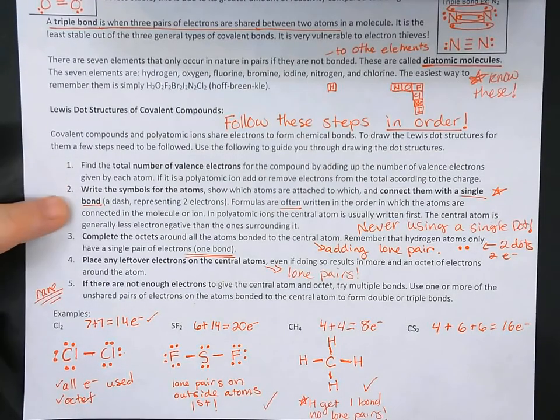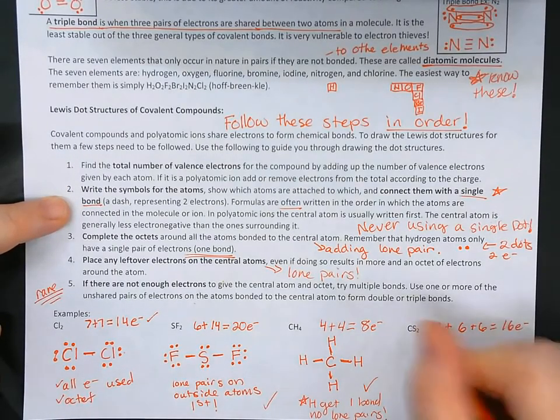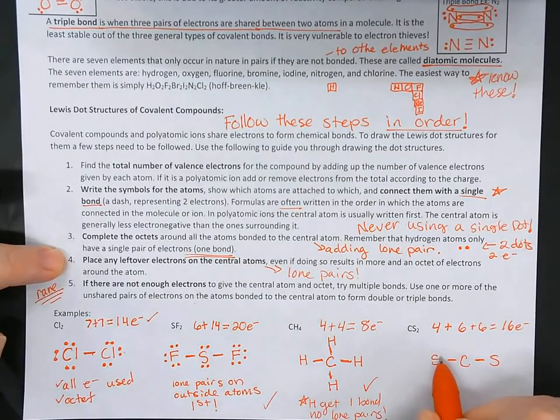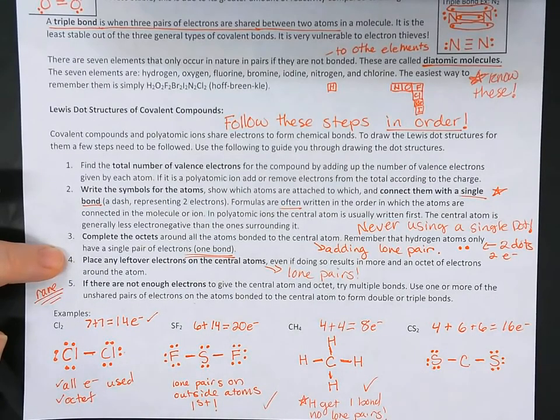So that's step 1. Step 2, we're going to write those symbols. Again, our first one is typically our central atom, and then we're going to put our other 2 on the sides and connect them with a single bond. That takes care of step 2. We're going to now complete the octets, again, on the outside atoms only to start. 2, 4, 6. They have that bond, which gives them 8. So now if we look, we've used 8, 16. We've used all of our electrons.